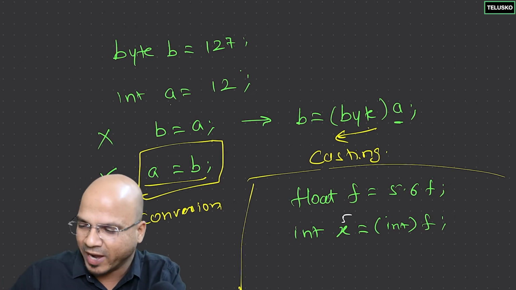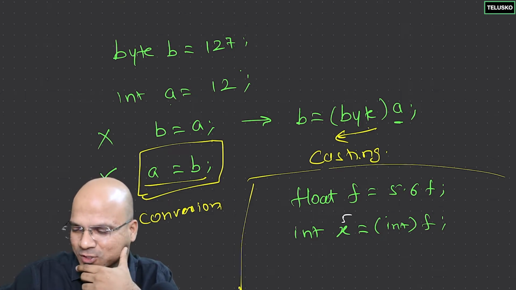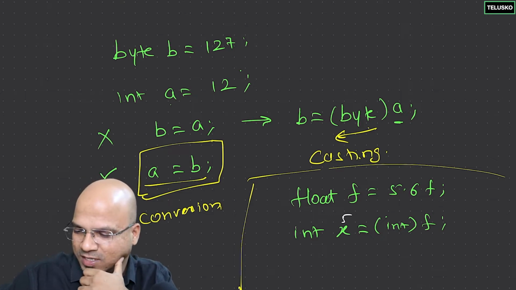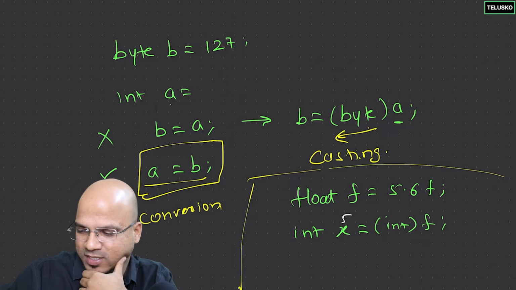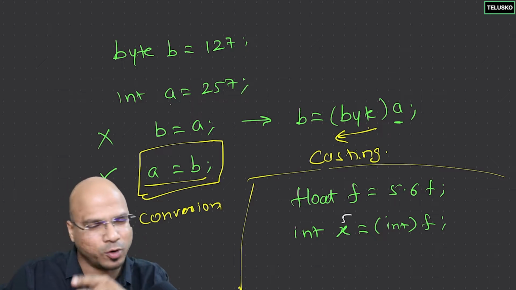But coming back to byte now, what will happen when you talk about byte here? What do you think? We don't have point values. So if you have a bigger number, let's say this is not 12, let's say we have a bigger number here, and the bigger number is, let's say, 257. Now what will happen when you assign 257? Because the range ends at 127. You can't go beyond that, right?